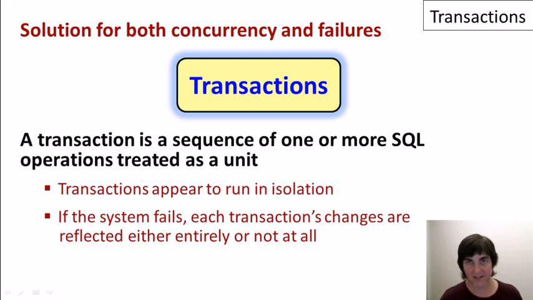Transactions appear to run in isolation even if many clients are operating on a database at the same time. And furthermore, if there's a system failure, an unexpected software, hardware, or power failure, every transaction's changes that were issued to the database are either reflected entirely or not at all.